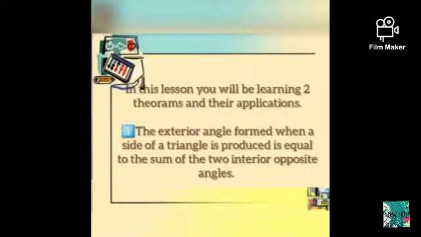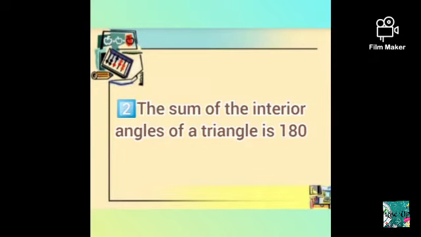In this lesson, you will be learning two theorems and their applications. The first: the exterior angle formed when a side of a triangle is produced is equal to the sum of the two interior opposite angles. Understand it very well, okay? The second one is that the sum of the interior angles of a triangle is 180 degrees.